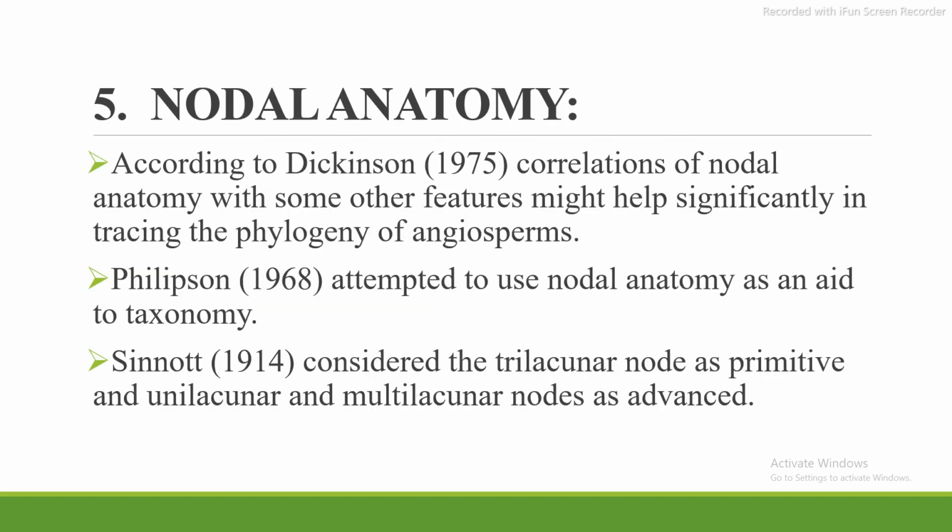Fifth is nodal anatomy. According to Taxon 1975, correlations of nodal anatomy with some other features might help significantly in tracing the phylogeny of angiosperms. Philipson 1968 attempted to use nodal anatomy as an aid to taxonomy. Sinnott 1914 considered the trilacunar node as primitive and unilacunar and multilacunar nodes as advanced.